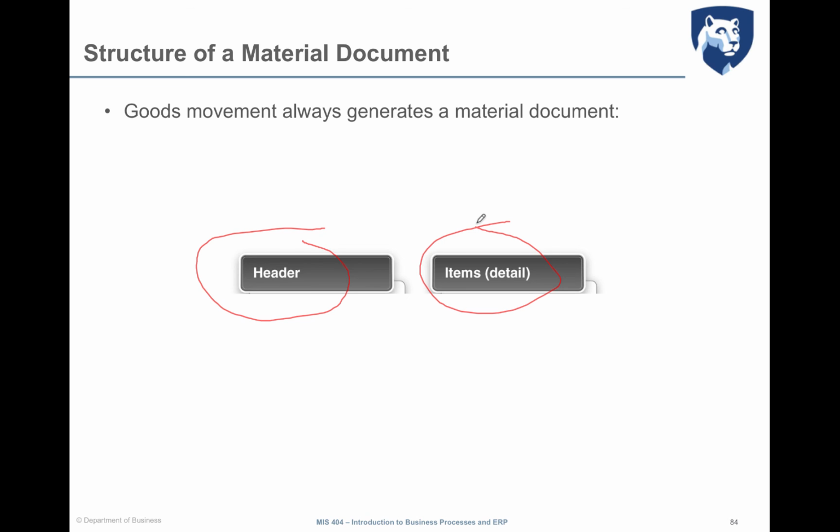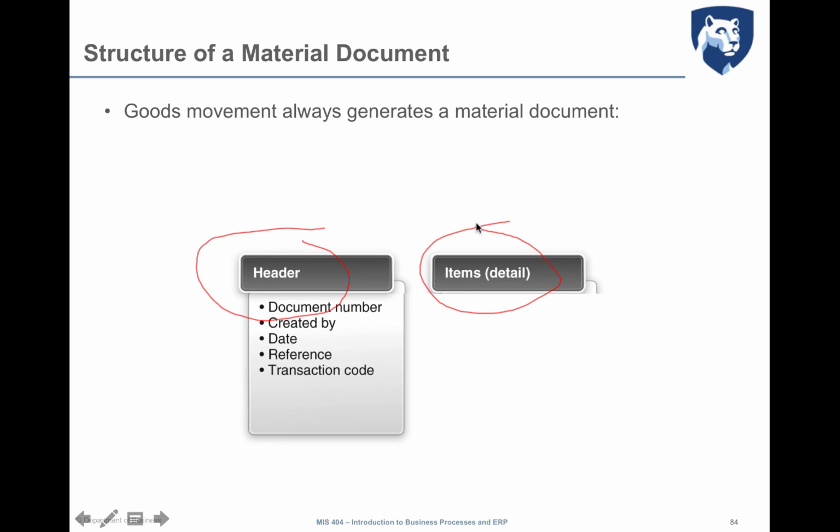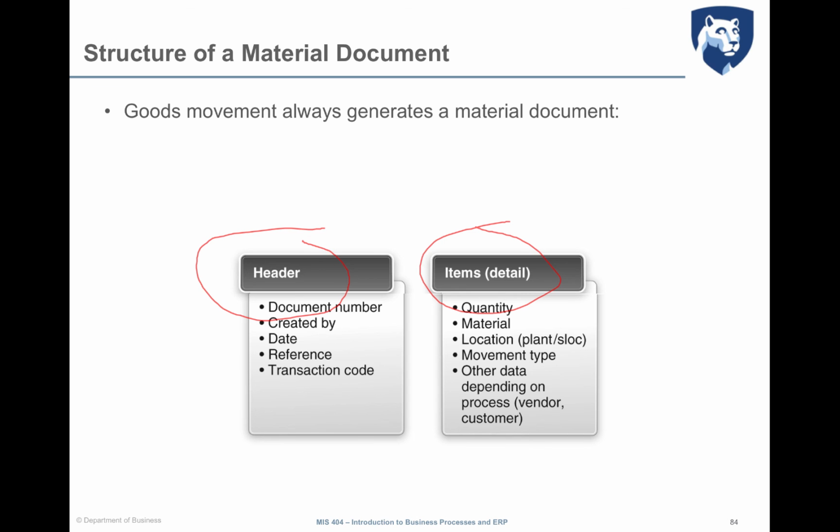As we see in this picture, the material document has essentially two great parts. One is the header, and the other one is the items or detail. The header contains data such as the date, the name of the person who created the document, the source of the document, and the process step or transaction that was used to create this type of document. The detail items instead quantify the quantity of materials involved, the location, the movement type used, and also other relevant data that depend on the process, like vendor, customer, and so on.